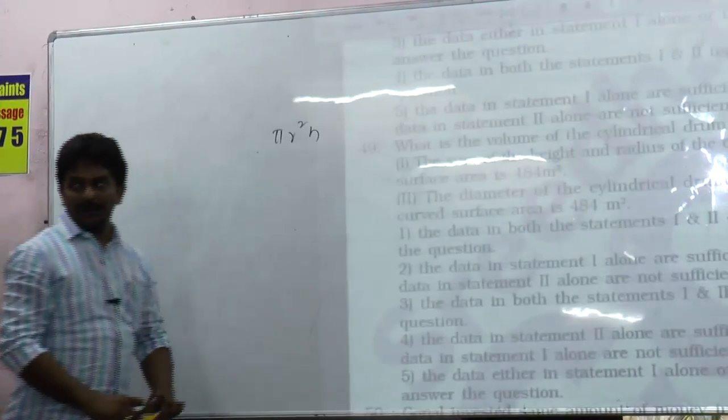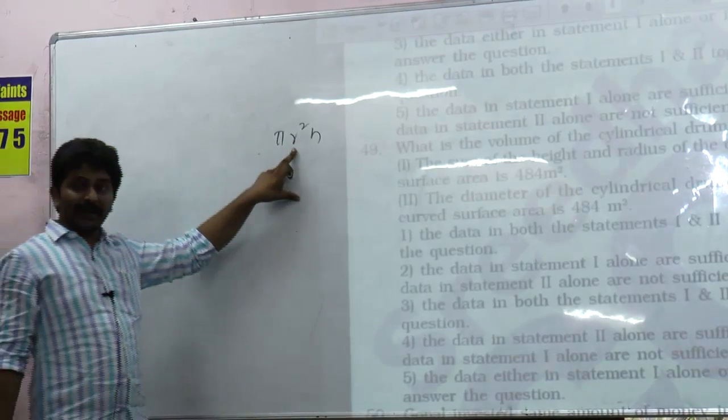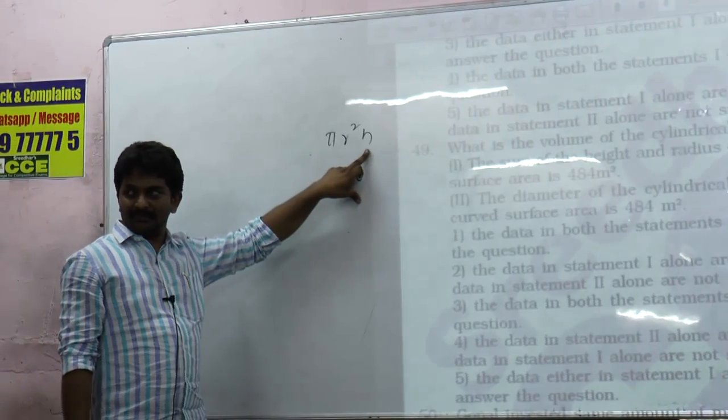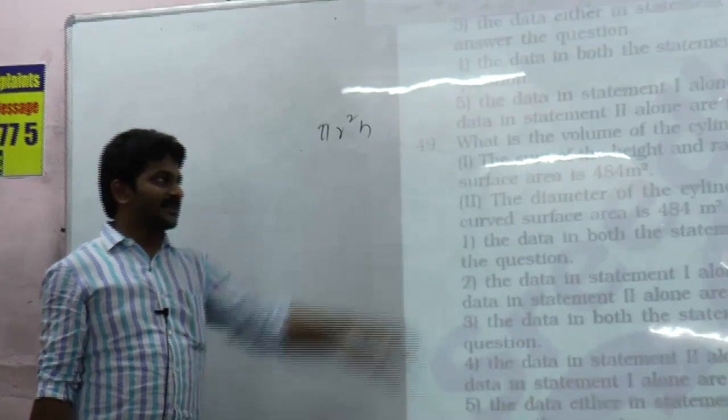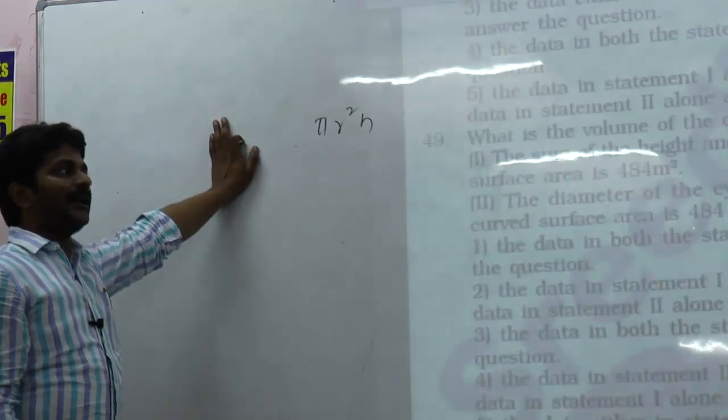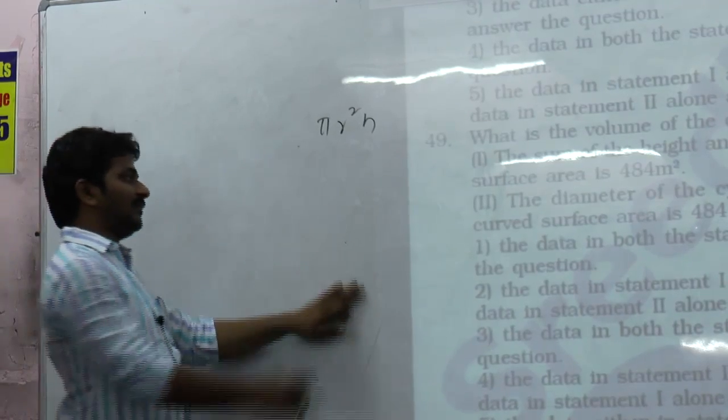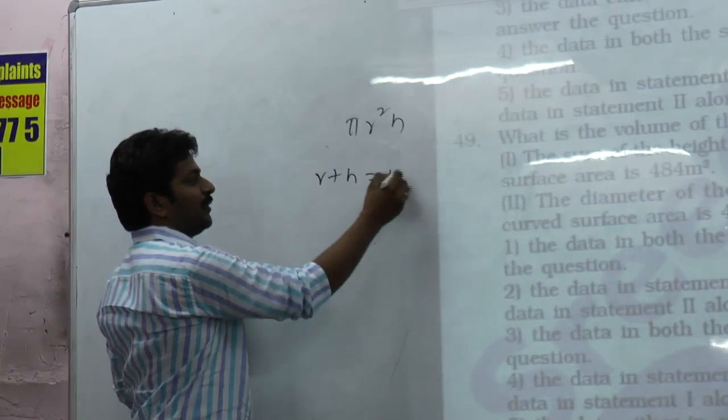49. What is the volume of the cylindrical drum? Volume. Pi r square h. You are asked about volume, that is pi r square h. To answer this question, you need to know individual values of radius and height, or the product of radius and height, whatever it is. Now let's see this. The sum of height and radius of the cylindrical drum is 18. r plus h is equal to 18.